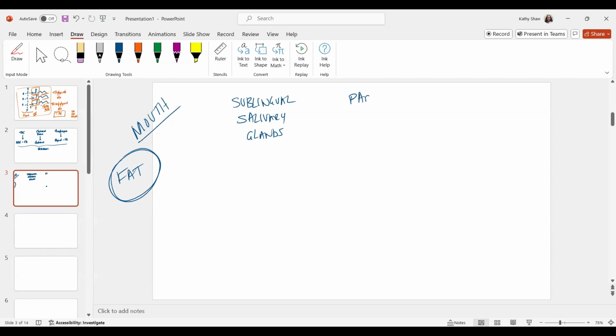We have the parotid salivary gland. And what they do is they're going to secrete lingual lipase. So we'll get our lingual lipase. What that's going to start working on is our triacylglycerol.